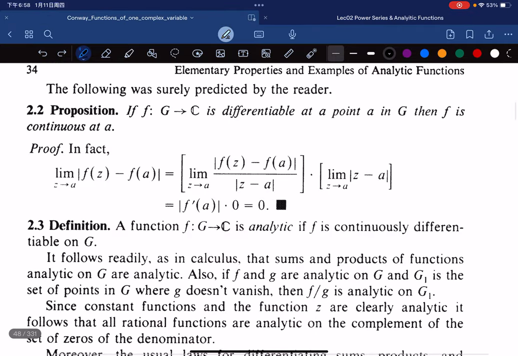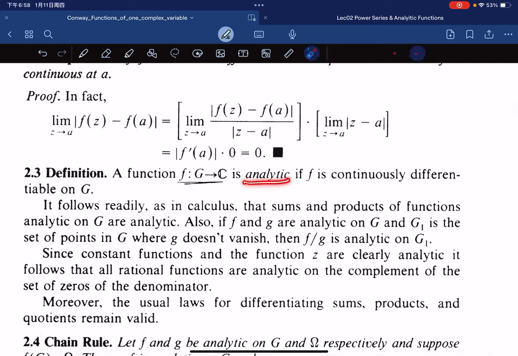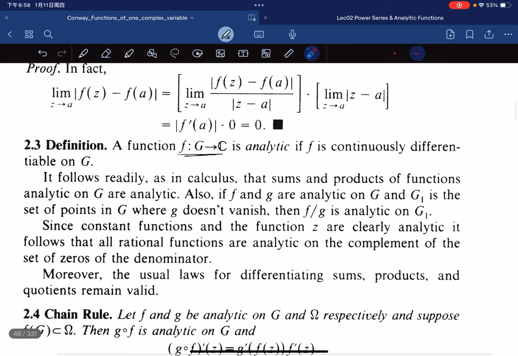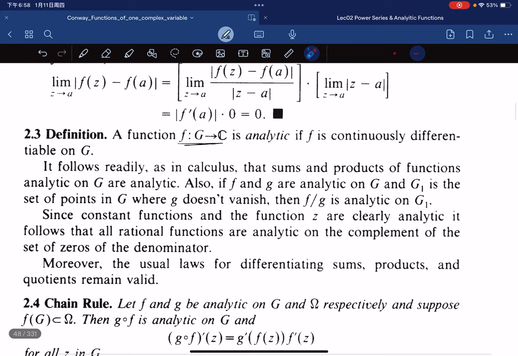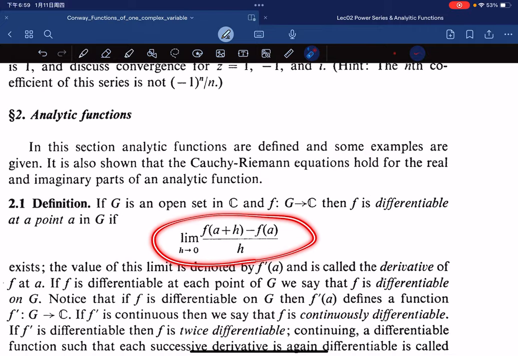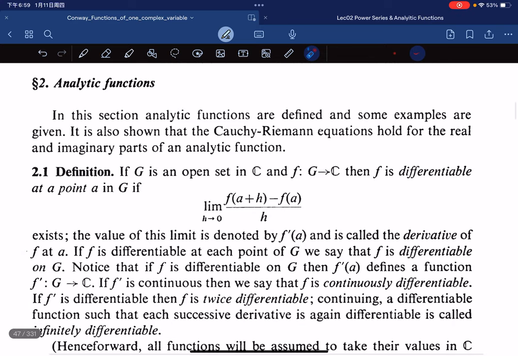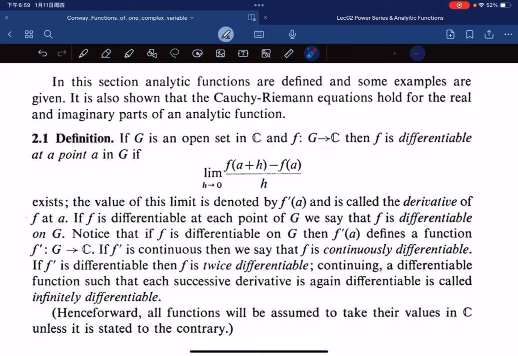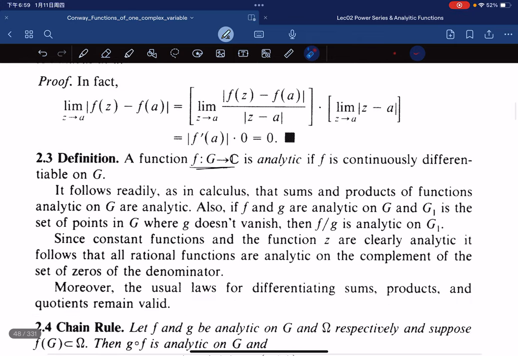A function is analytic if it's continuously differentiable on the set G, so the derivative is continuous. And we know from calculus that sums and products of analytic functions are analytic. The laws for differentiating sums, products, and quotients remain valid because we're defining this in the same form. The proofs for real derivatives can just be carried over with complex variables without any effect. So the product rule, the quotient rule, and if f and g are analytic then f plus g is analytic, all remain valid.